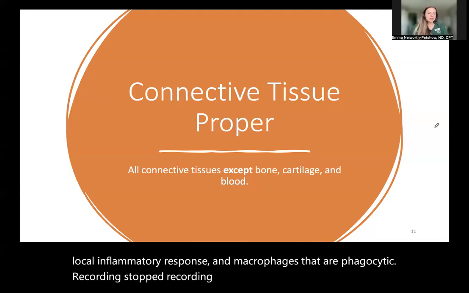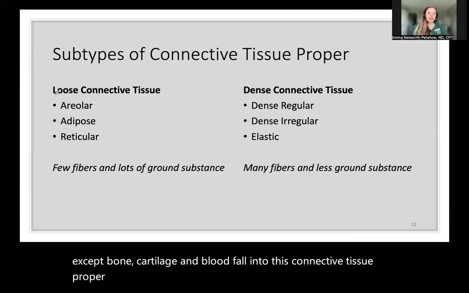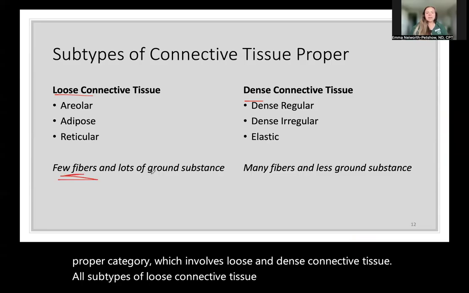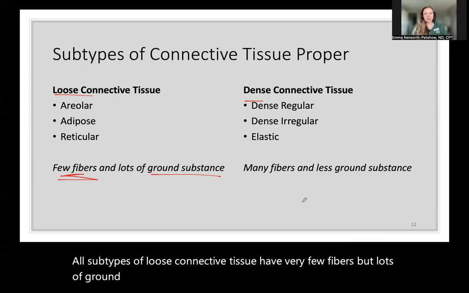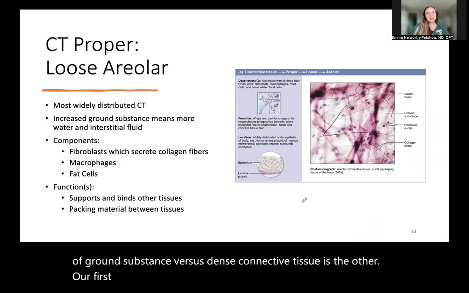All connective tissues except bone, cartilage, and blood fall into this connective tissue proper category, which involves loose and dense connective tissue. All subtypes of loose connective tissue have very few fibers, but lots of ground substance, versus dense connective tissue, which is the other. Our first connective tissue proper is loose areolar.